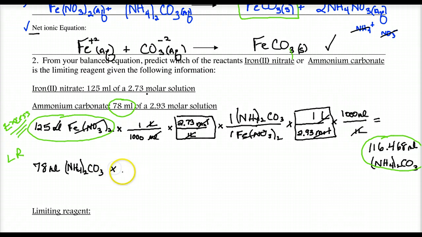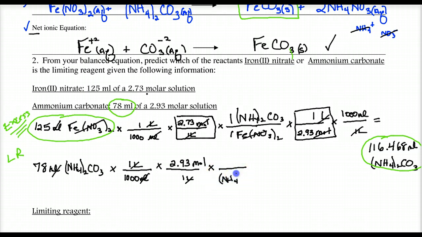All right, and we're going to go to volume. So I'm getting rid of my milliliters, and I'm going to volume because I want to use the molarity. 1 liter, and for ammonium carbonate, the molarity is 2.93 moles per liter. And now I have moles of ammonium carbonate. I want to get rid of ammonium carbonate.